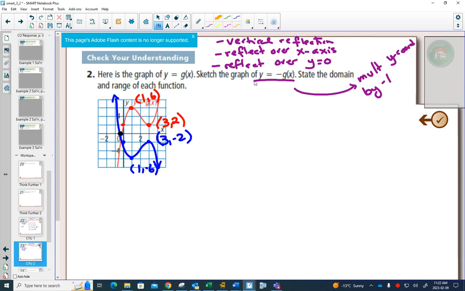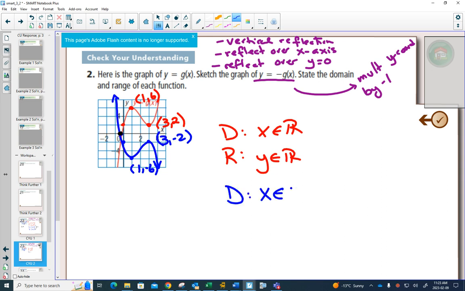Again, it asks us for the domain and the range. Since this one goes up and down forever, it would also go forever to the left and forever to the right. Your domain is everything. Your range is everything. Same thing for your blue graph. Domain and range would be everything.